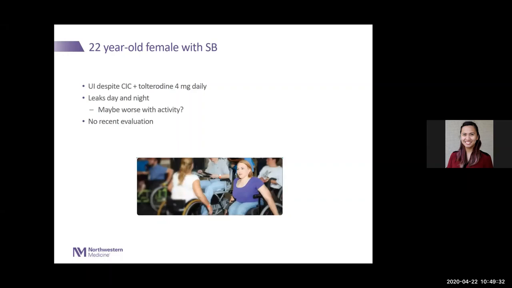Okay, next patient, a 22-year-old with spina bifida. She has urinary incontinence despite intermittent catheterization, and she takes tolterodine. She leaks day and night. She thinks maybe it's worse with activity.